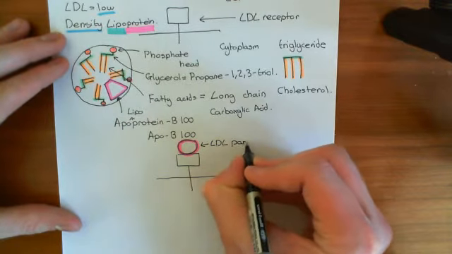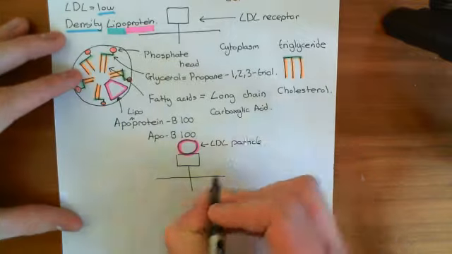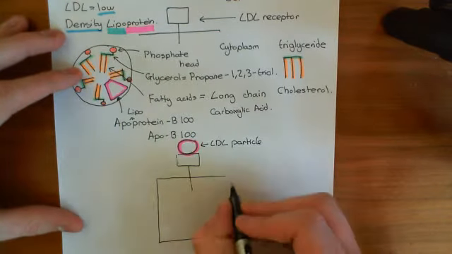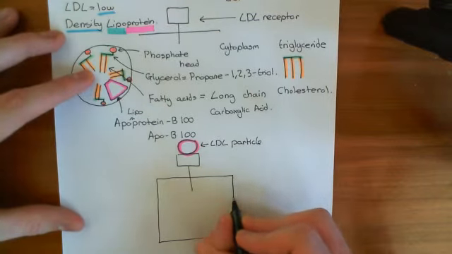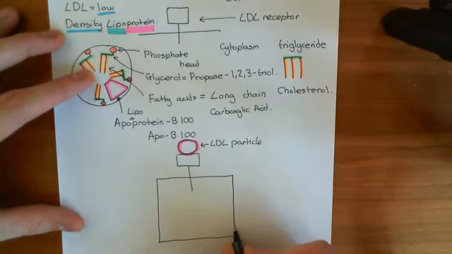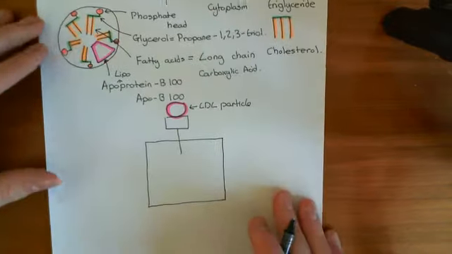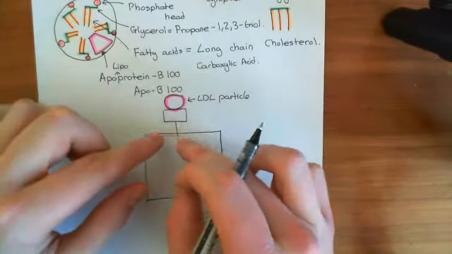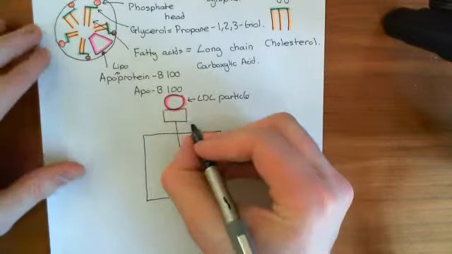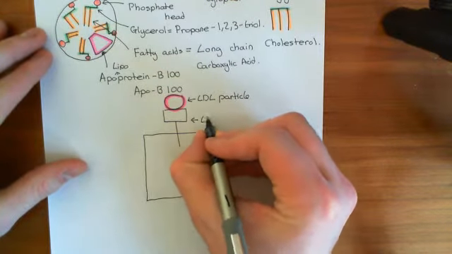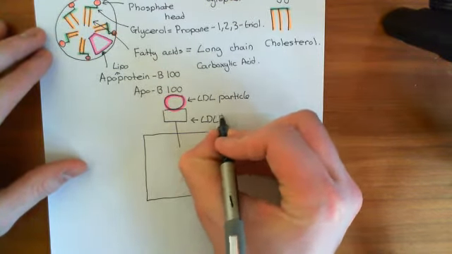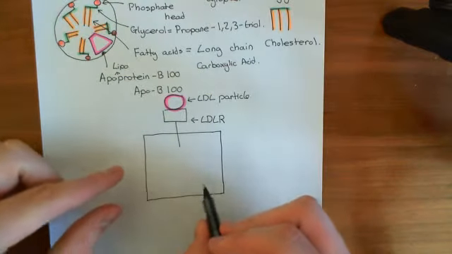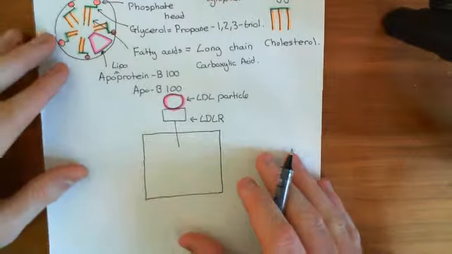What then happens is that the LDL particle is going to be endocytosed by the hepatocyte. So let me show this. If this is our hepatocyte here, you're going to endocytose this whole structure here. You're going to endocytose the LDL receptor, which is this molecule here, which I'll just refer to as LDLR. You're going to endocytose the whole LDL receptor with the LDL particle bound to it.